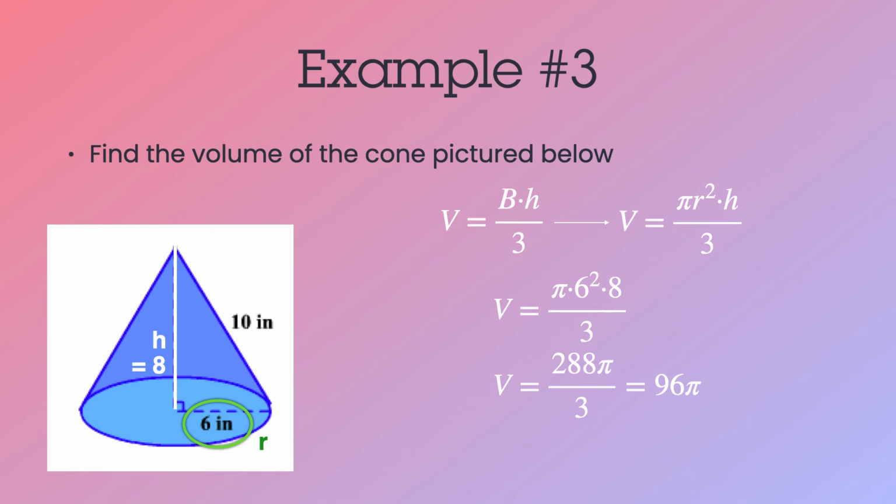We'll go to the calculator since we, through this playlist, have been always rounding to the nearest tenth. So the decimal equivalent is 301.59289. Rounding to the nearest tenth, 301.6 cubic centimeters would be our final answer.